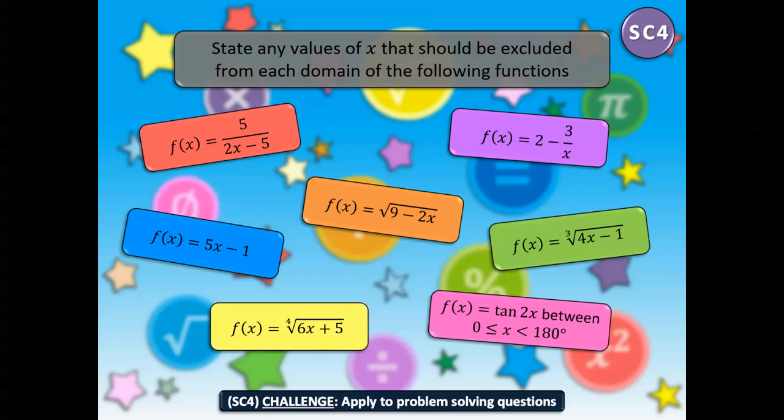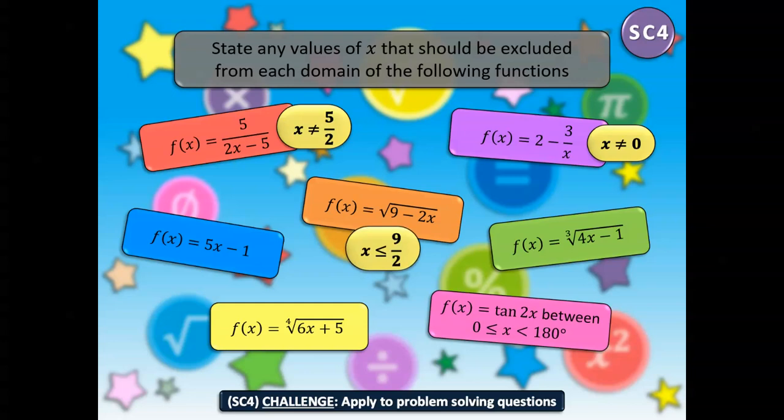Here are your answers. So for the red answer, x cannot equal 5 over 2. For the purple answer, x cannot equal 0. For the amber answer, x has to be less than or equal to 9 over 2.